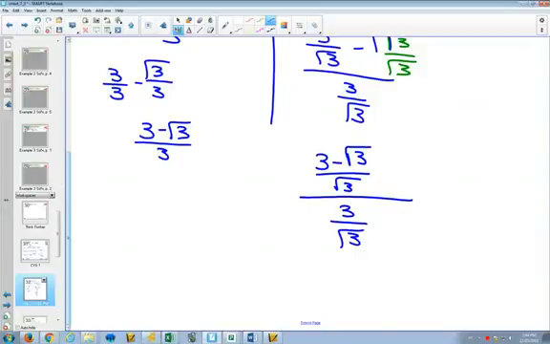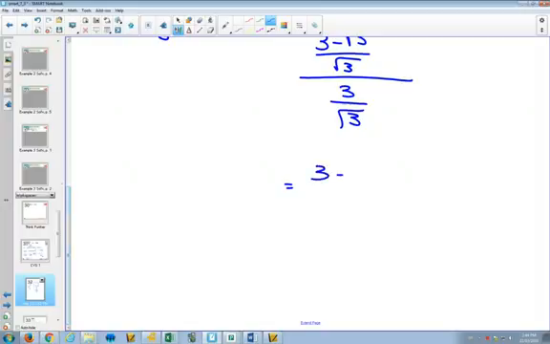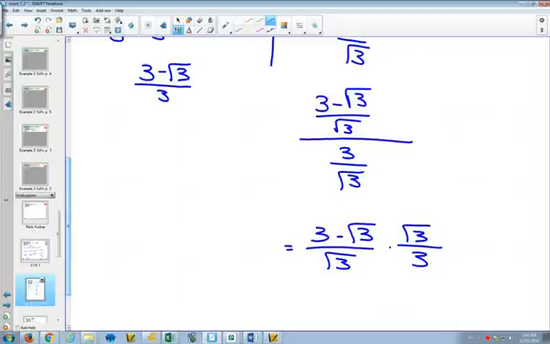Now that I have a fraction divided by a fraction, I can multiply by the reciprocal. Some of these questions take a lot of space just because you have lots of fractions. So I can have 3 minus root 3 all over root 3 multiplied by root 3 over 3. Can you see that this is grouped together? Do we have any factors that are identical? Yes, the root 3 and the root 3. So those can simplify. Is that the same as the other side? Yes, it is.